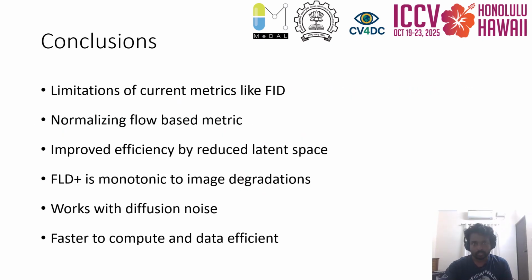To conclude, we find the limitations of current metrics like FID and introduce a new normalizing flow based metric which has improved efficiency by a reduced latent space, is monotonic to image degradation, works with diffusion noise, and is much faster to compute and is data efficient.